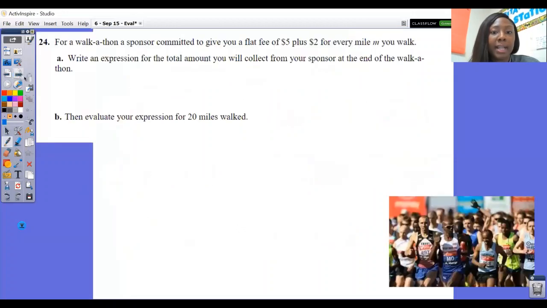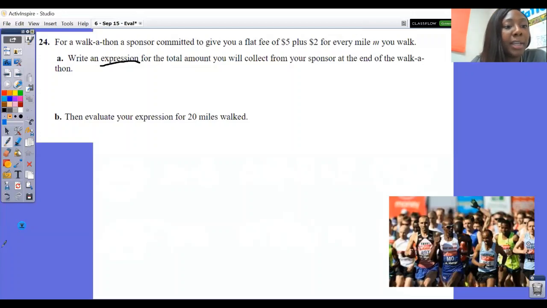And then going to the next slide, there is a word problem. Let's read it. It says, for a walkathon, a sponsor committed to give you a flat fee of $5 plus $2 for every mile you walk. Okay, so this one, A tells us to write an expression for the total amount you will collect from your sponsor at the end of the walkathon.